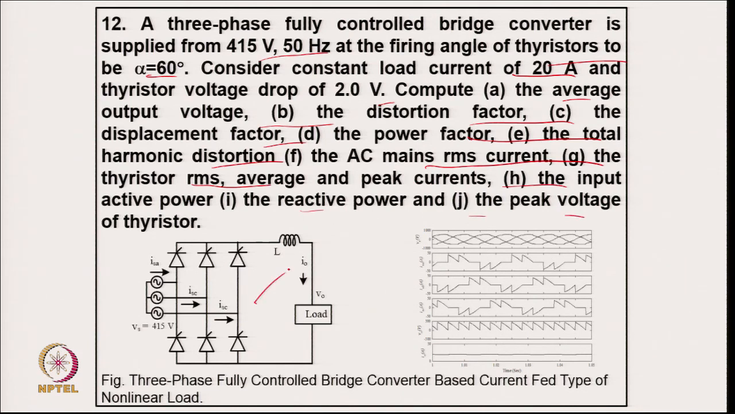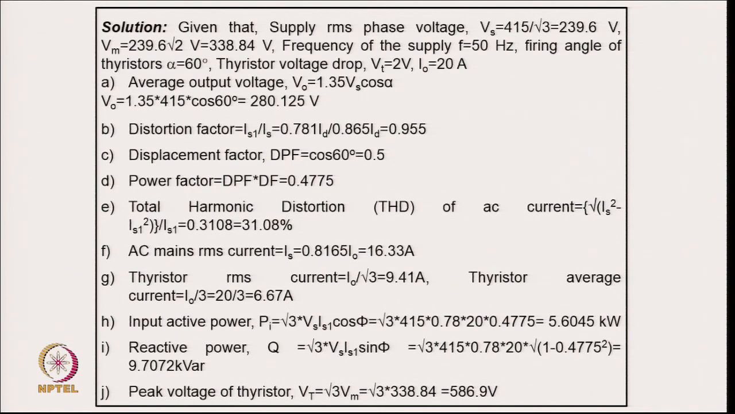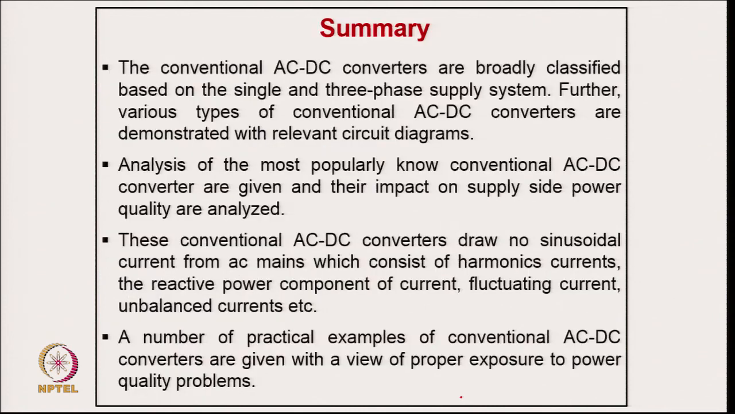So, after making the model, this is the supply current drawn, which has harmonics as well as reactive power burden, and this is the calculation with all these data. So, we can calculate the output average voltage, then the distortion factor, and the displacement factor, which is 0.5 because the firing angle is given as 60 degrees, and the power factor is distortion multiplied by displacement. The total harmonic distortion from the RMS and fundamental current is 31%, and the AC RMS current comes to 16.33. The thyristor conducts only for 120 degrees, and then we find the input active power, the reactive power and the peak voltage.